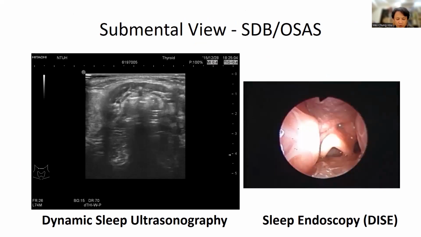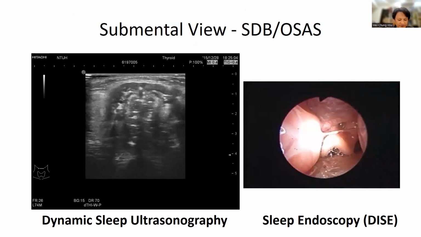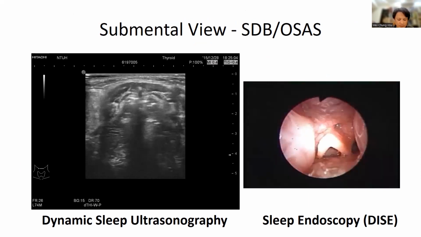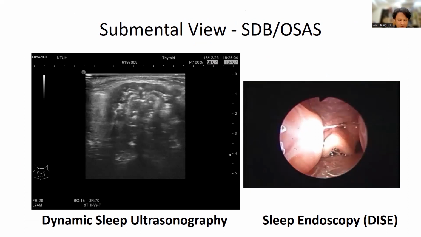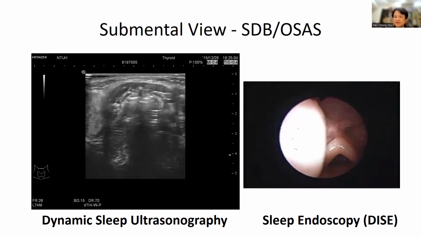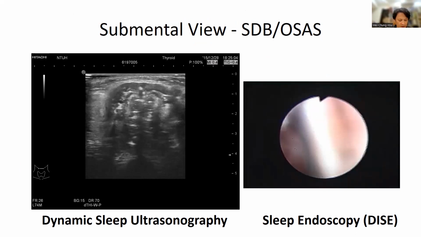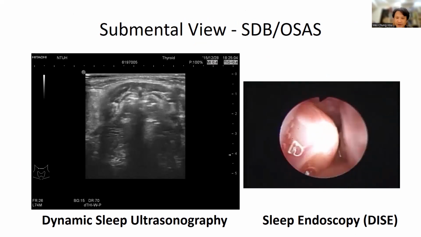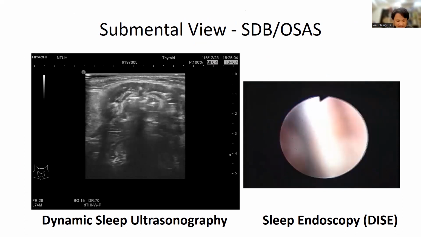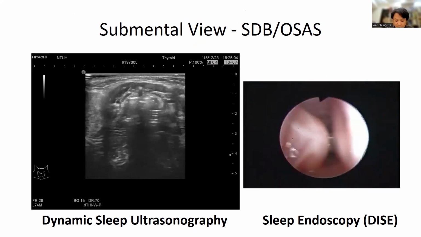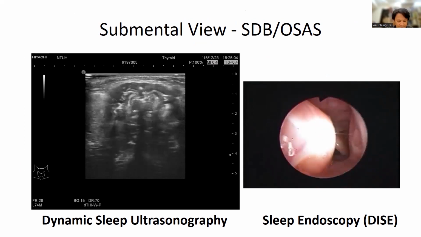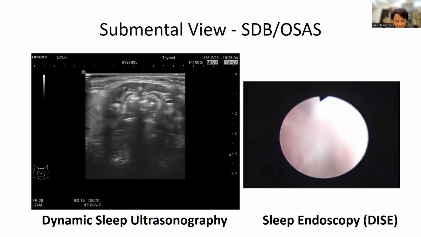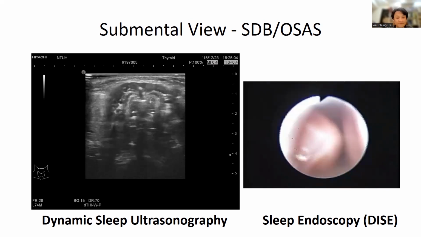Submental view below the mandible can be used to evaluate the dynamic oropharyngeal airway, which is the most crucial anatomy for sleep disordered breathing and obstructive sleep apnea in children. Occasionally, when a child just falls asleep during our ultrasound examination, compared with sleep endoscopy, the DISE, it could mimic the natural sleep status of children, which we named sleep ultrasonography.